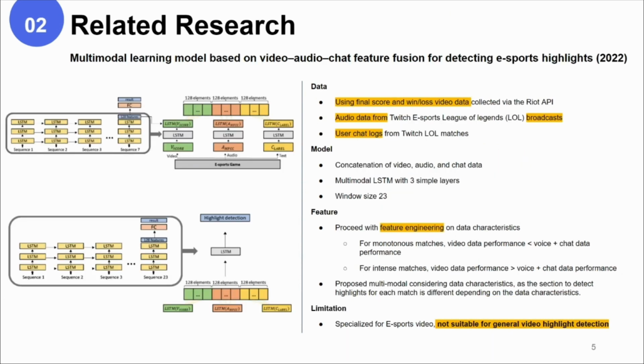The second research extracts features through feature engineering and concatenates them to detect highlights. It used LSTM as a highlight detection model. The limitation is that it is specialized for esports videos, so it is not suitable for general video highlight detection.